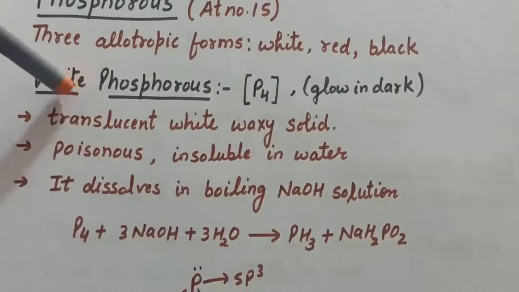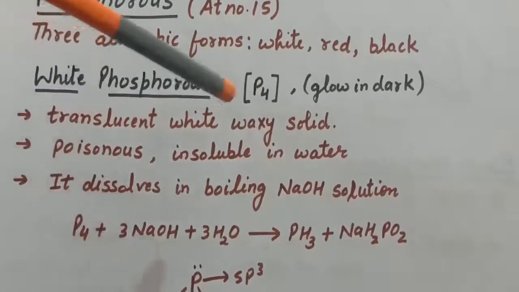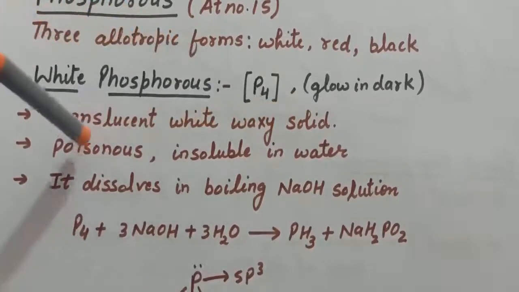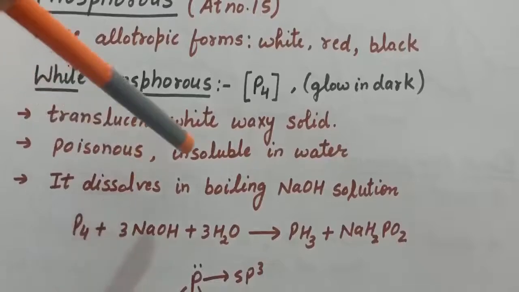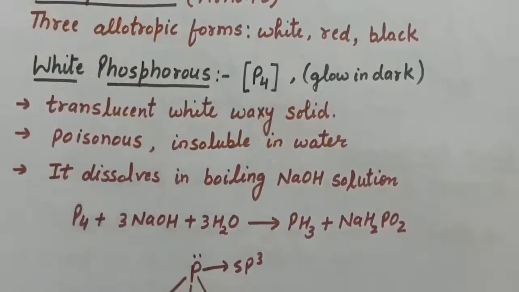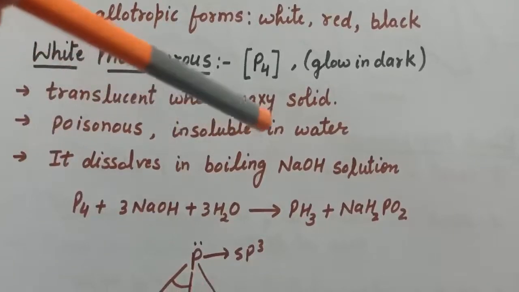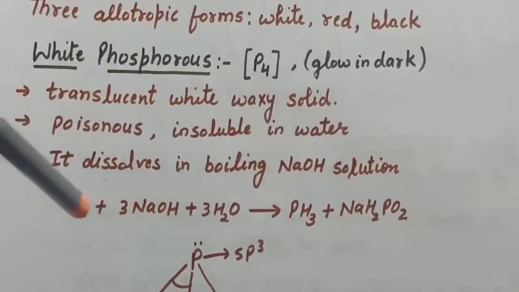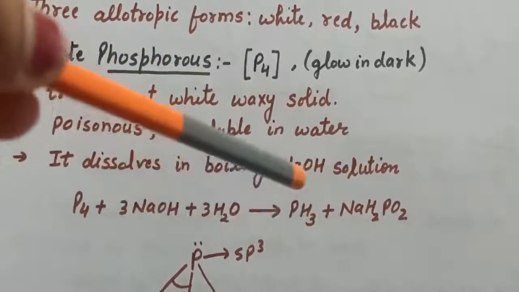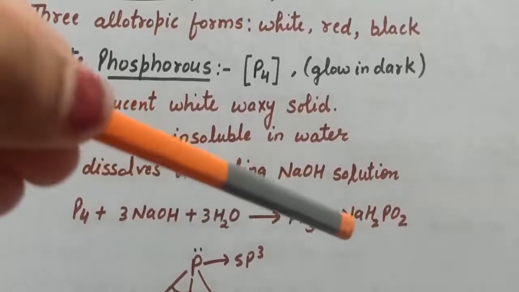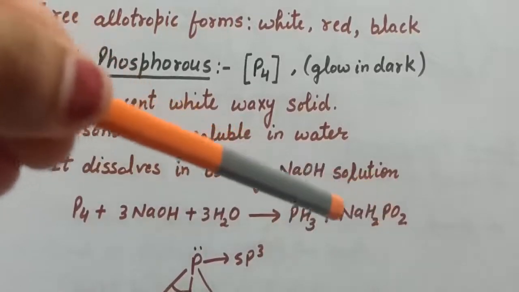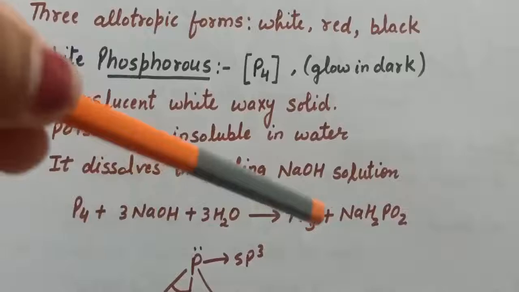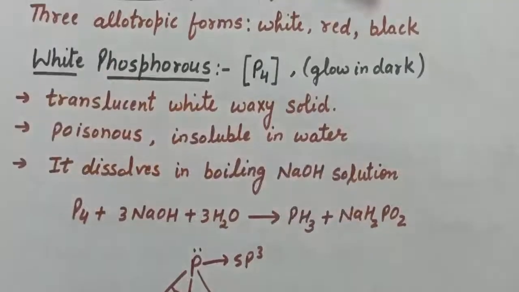The properties of white phosphorus are, it is a translucent white waxy solid, and this white phosphorus is poisonous and insoluble in water. Next property is, it is insoluble in water but dissolves in boiling sodium hydroxide solution, that is, P4 when dissolved in sodium hydroxide gives phosphine. The formula is PH3, and here NaH2PO2 is formed, that is sodium hypophosphite. So when we treat white phosphorus with sodium hydroxide, we get phosphine and sodium hypophosphite.